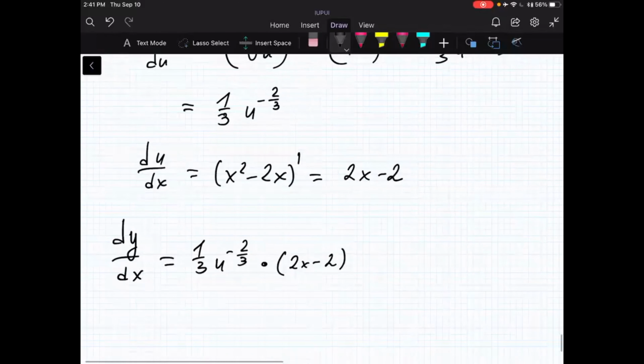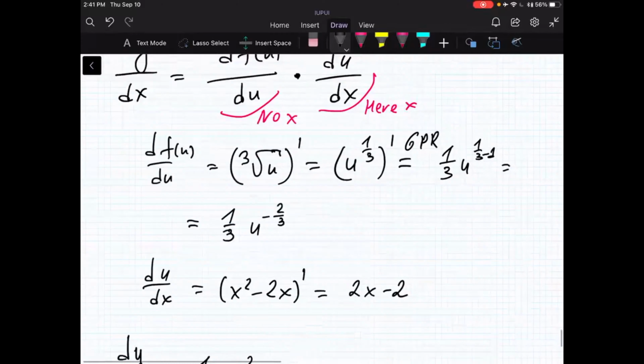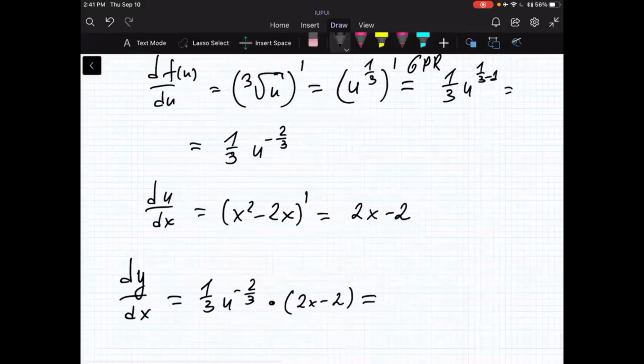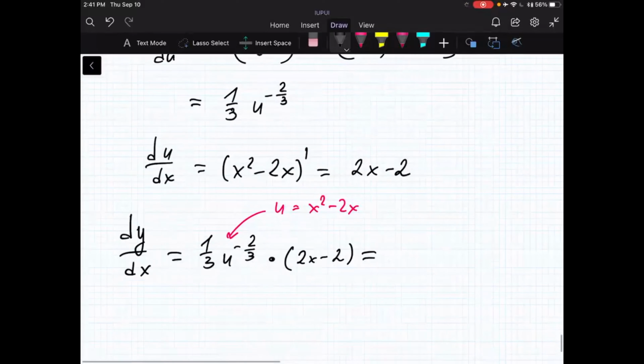But now I want everything expressed in terms of x, so I need to come back to x. Recall that u is equal to x squared minus 2x. And that's what I'll plug in here. So it's 1/3 times x squared minus 2x to the power minus 2/3, times 2x minus 2.